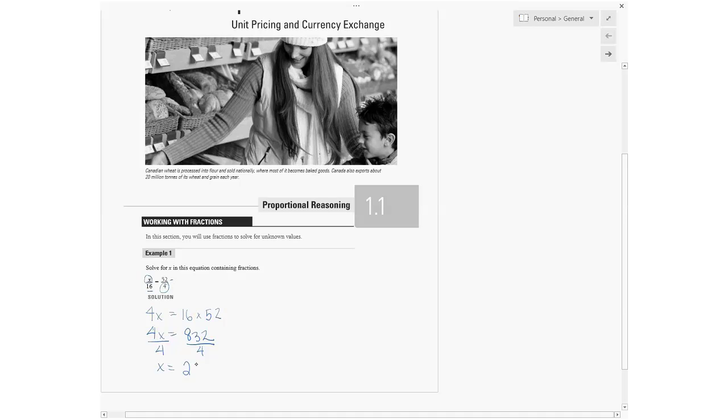There we go, 208. So that means if I put 208 in for x and I divide it by 16, I'm going to get the same answer as if I divide 52 by 4. Those two things are equal.